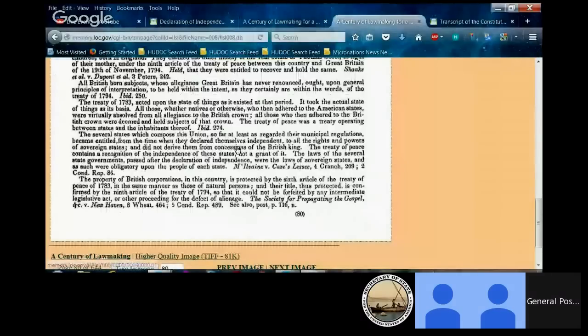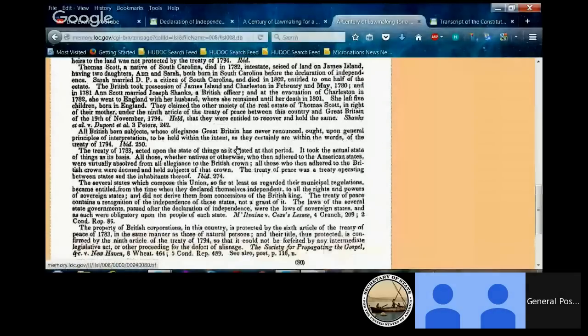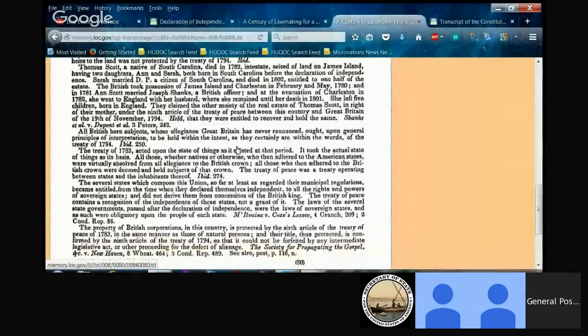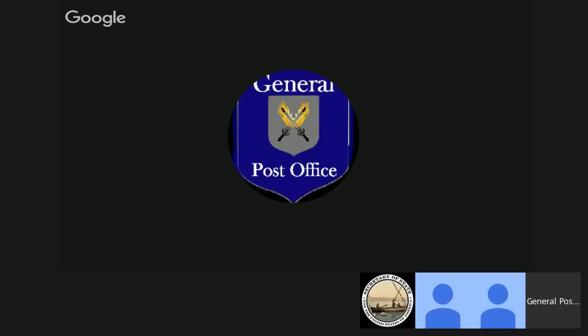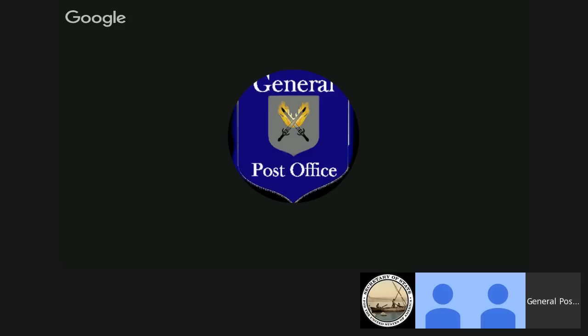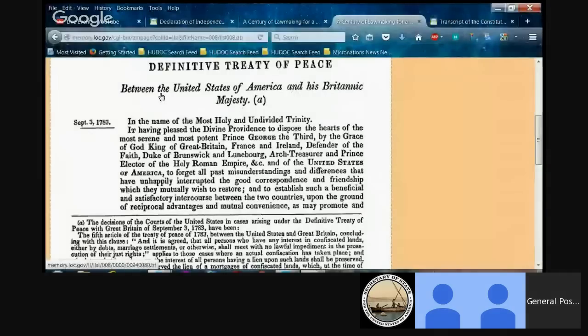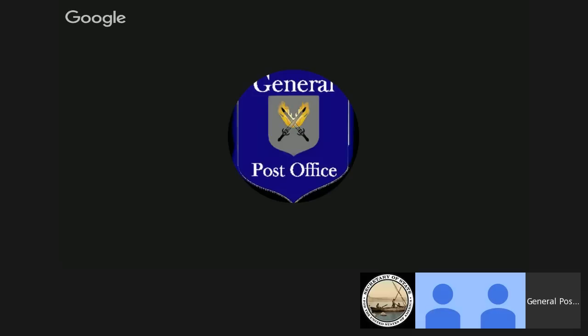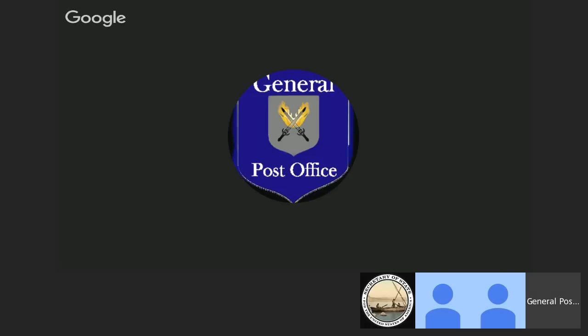Right here is the other one, the Arch-Treasurer and Prince Elector of the Holy Roman Empire, etc., and of the United States of America. They wouldn't have had "of" there. They would have said "and the United States of America," because they were talking about the United States of America and His Britannic Majesty. Remember, this entity didn't exist yet, or it did within the preamble, but they changed it here.